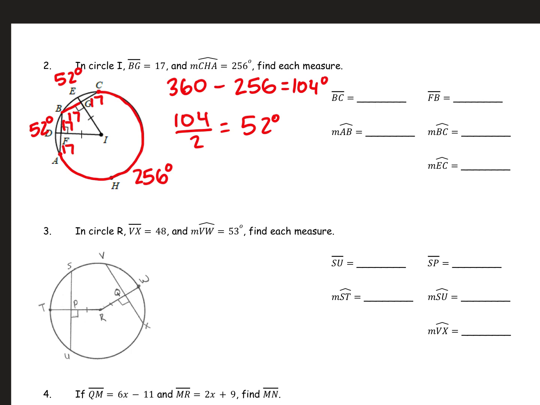Now BC, BC is the full length from B to C, which is 17 plus 17. I'll put that work down here. BC is equal to 17 plus 17. That's 34. So BC, which is a segment, is 34 units, whatever units those might be. Now we also want to find FB. And FB is just this segment from F to B. It's this short one right here at the tip of my finger. Well, that's just 17.